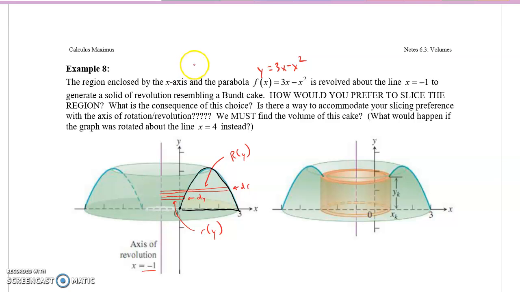So the moral of the story is we do not want to use the disk method to find the volume of this cake. We want to use something different. So instead of using these cross sections that are perpendicular to the axis of revolution, we're going to nix that idea. That's too hard, too messy. And we're going to try a different method. This is going to make our cross sections parallel to the axis of revolution.